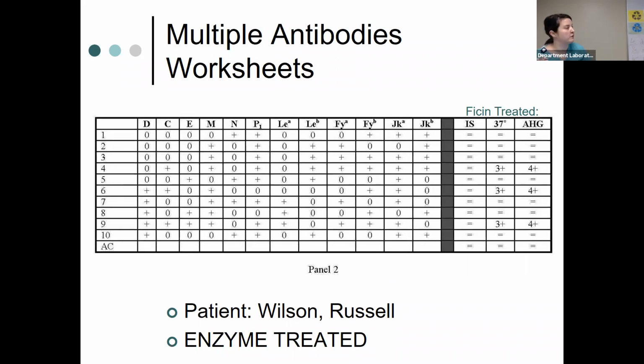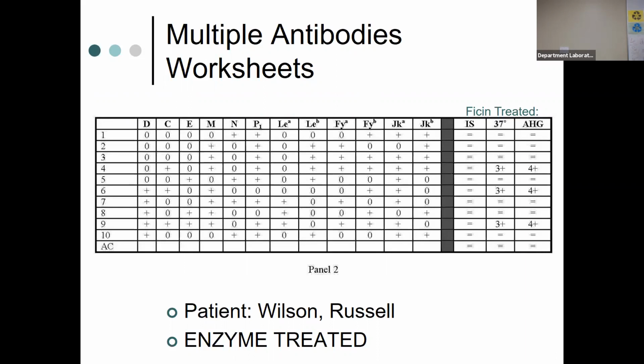Here's what it would look like if you did the ficin treatment. So here's your reactions after ficin. They did initial spin, 37 and AHG. What happens to your Duffy reactions after ficin treatment? Duffy is destroyed. So what reactions only remain after ficin treatment for this patient? The C. So if you look at your pattern of reactivity, you could do the crossing off if you wanted to. Your pattern of reactivity, 4, 6, and 9, matches the anti-C perfectly.